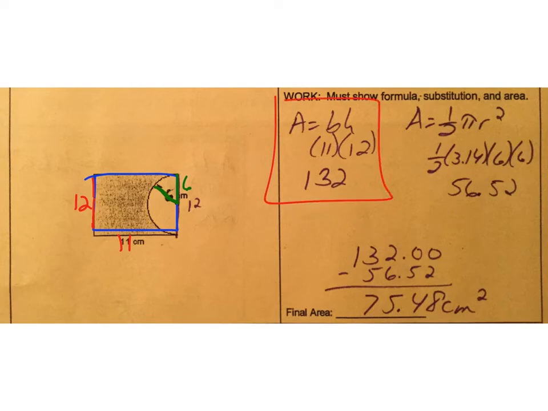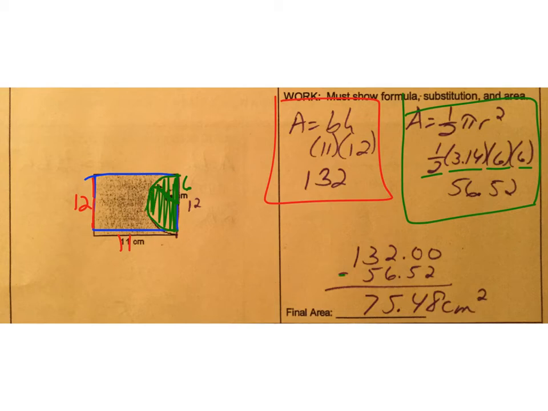Now that half circle right here, 1/2 pi r squared is 1/2 3.14, 6 times 6. Don't use the 12. It's 6 by 6. And that gets you 56.52. Now to do the math, we're going to subtract out that half circle. So this piece is taken out. So what you get left over is the shaded region.